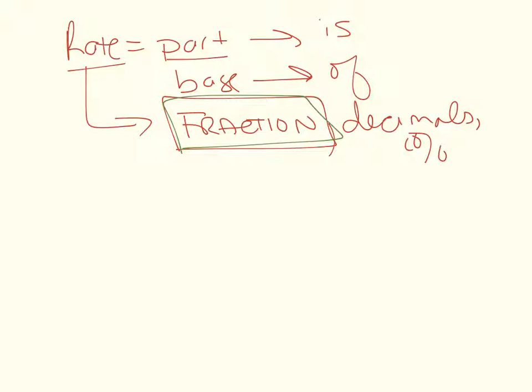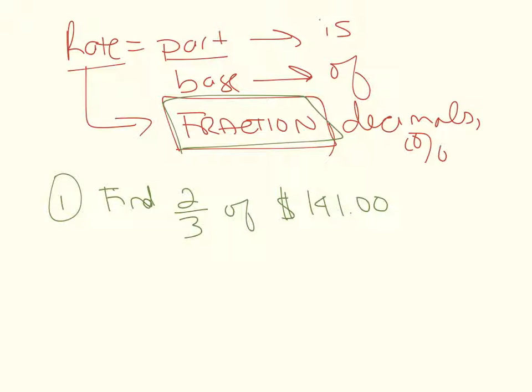So the first question we're going to do as an example together is: find two-thirds of $141. Okay, so again, if we keep in mind what "of" is responsible for, and the fraction, which for us will equal the rate, then it can become a little bit less challenging to get through the problem.